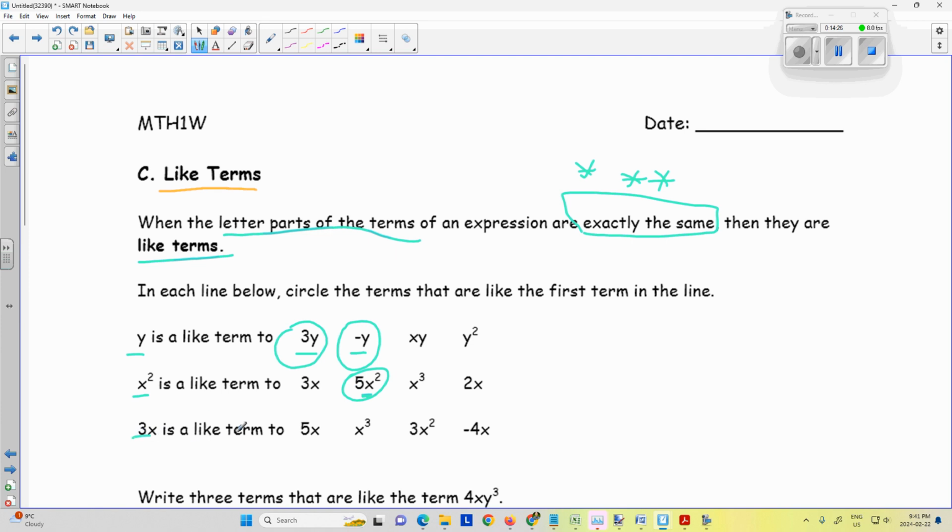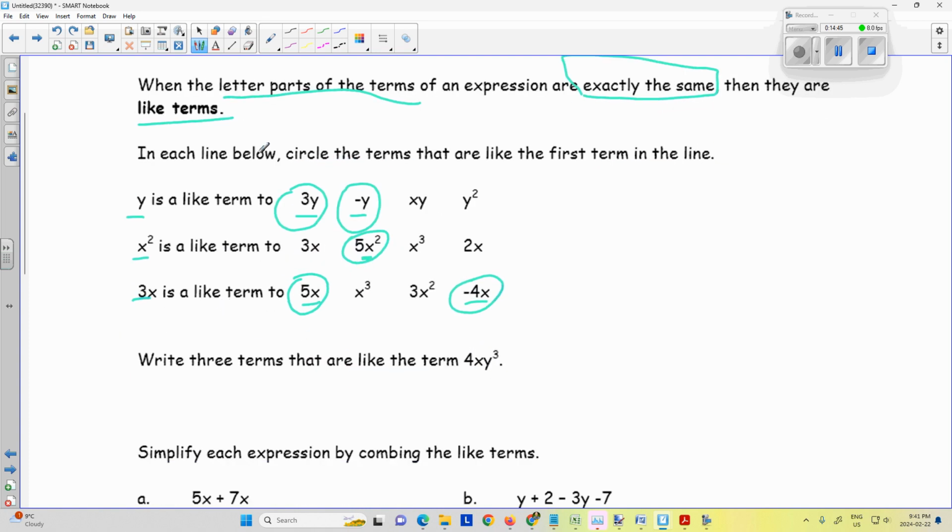Here we've got a 3x. It is similar to 5x, right? Because the letter part is exactly the same. Here the letter part is not exactly the same. This has an exponent 3. This has an exponent 2. But this has the same one, so it is also a like term.